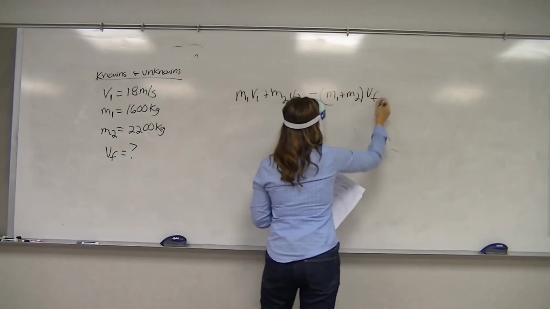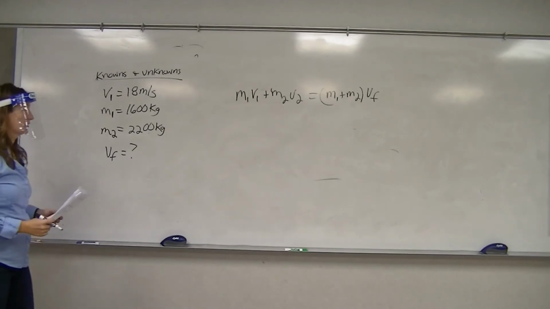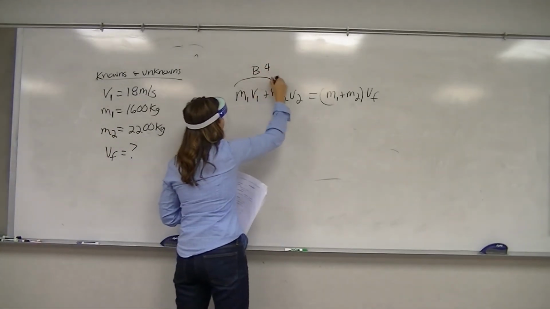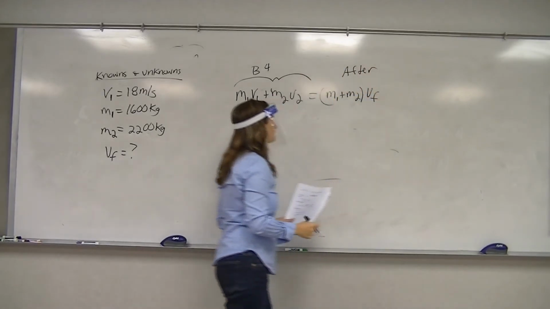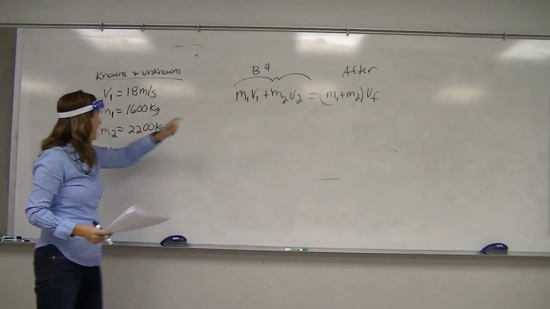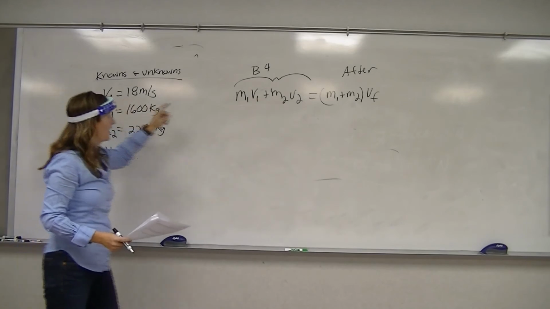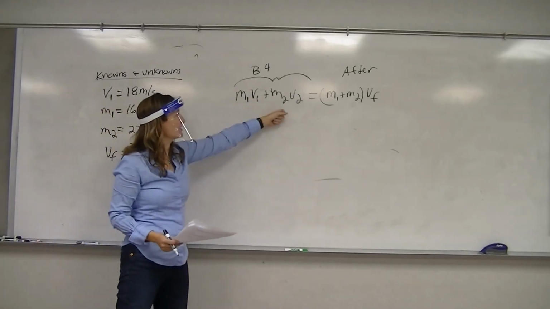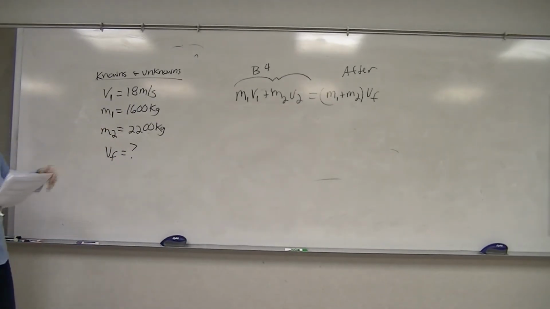Or a collision example. Now remember, this portion is before, and this is the after. So before the collision, my M1, I have that. My V1, I have that. M2, that's the mass of the truck, I have it. Velocity 2, I don't have that. So what was the velocity of the truck before the collision?